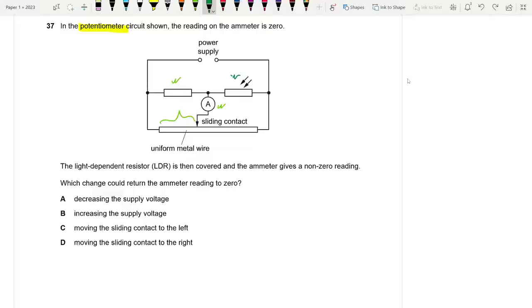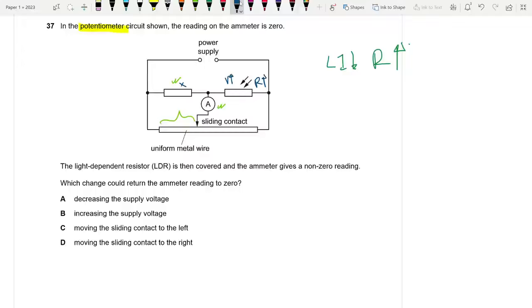The LDR is then covered, and the ammeter reading gives a non-zero reading. So, guys, if you cover the LDR, what are you doing to light intensity? Light intensity is decreasing. As a result, resistance will increase. So after covering it, the resistance increased vastly. As a result, it will take more voltage compared to the fixed resistor here.